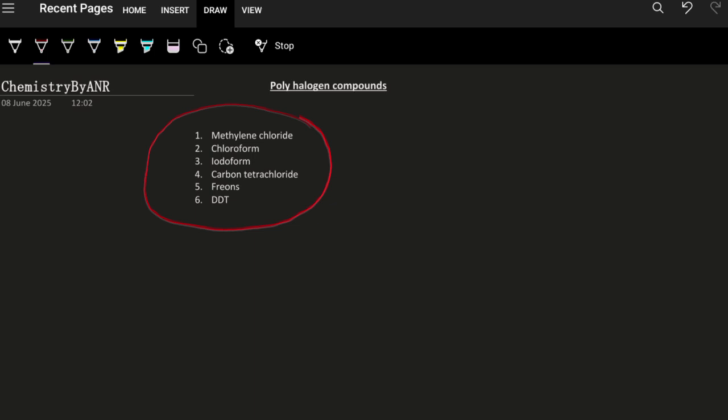What you are seeing, these all are the common names of these compounds. So methylene chloride, number 1. Its formula: methylene means 1 carbon atom. So methylene chloride means CH2Cl2. This is the chemical formula of methylene chloride.